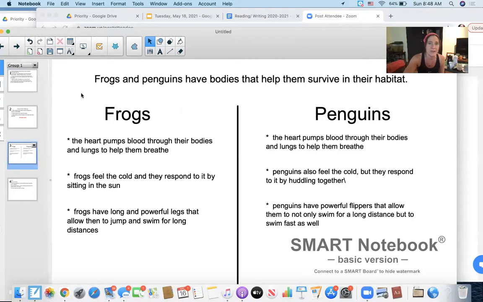All right, next. I'm going to show you what that might look like while you're starting to compare and contrast these two animals. Ms. Durson and I chose: frogs and penguins have bodies that help them survive in their habitat.